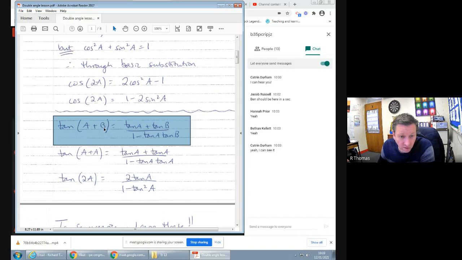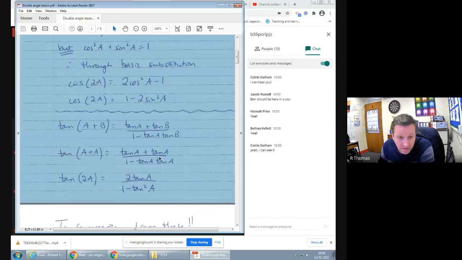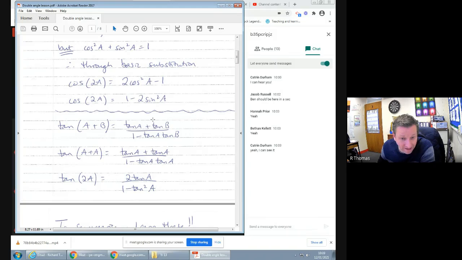Okay, so if I swap that letter B for another A to make my double angle 2A, and swap those B's for A's there, I end up getting 2 tan A on the top and 1 minus tan squared A on the bottom.